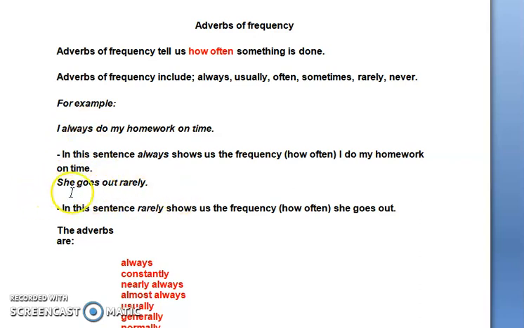Let's see this one. She goes out rarely. In this sentence, rarely shows us the frequency, how often she goes out.